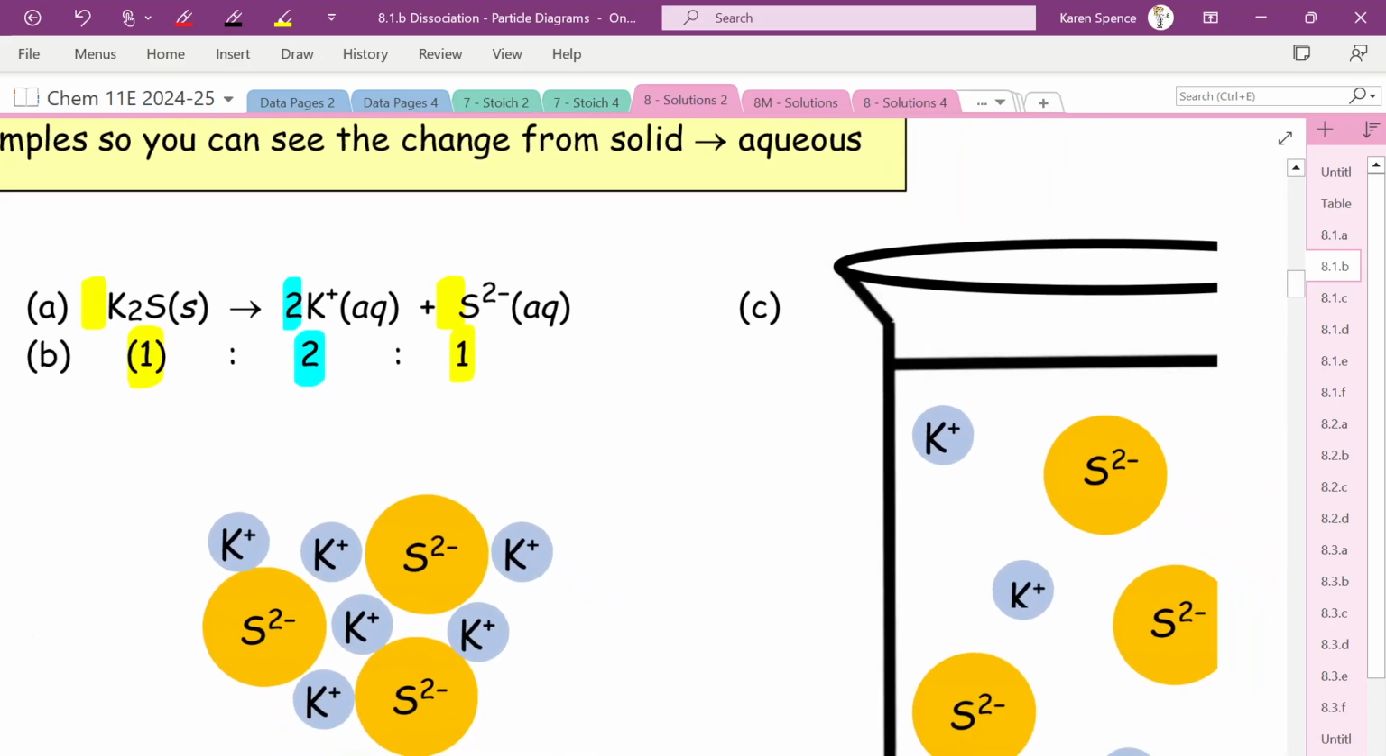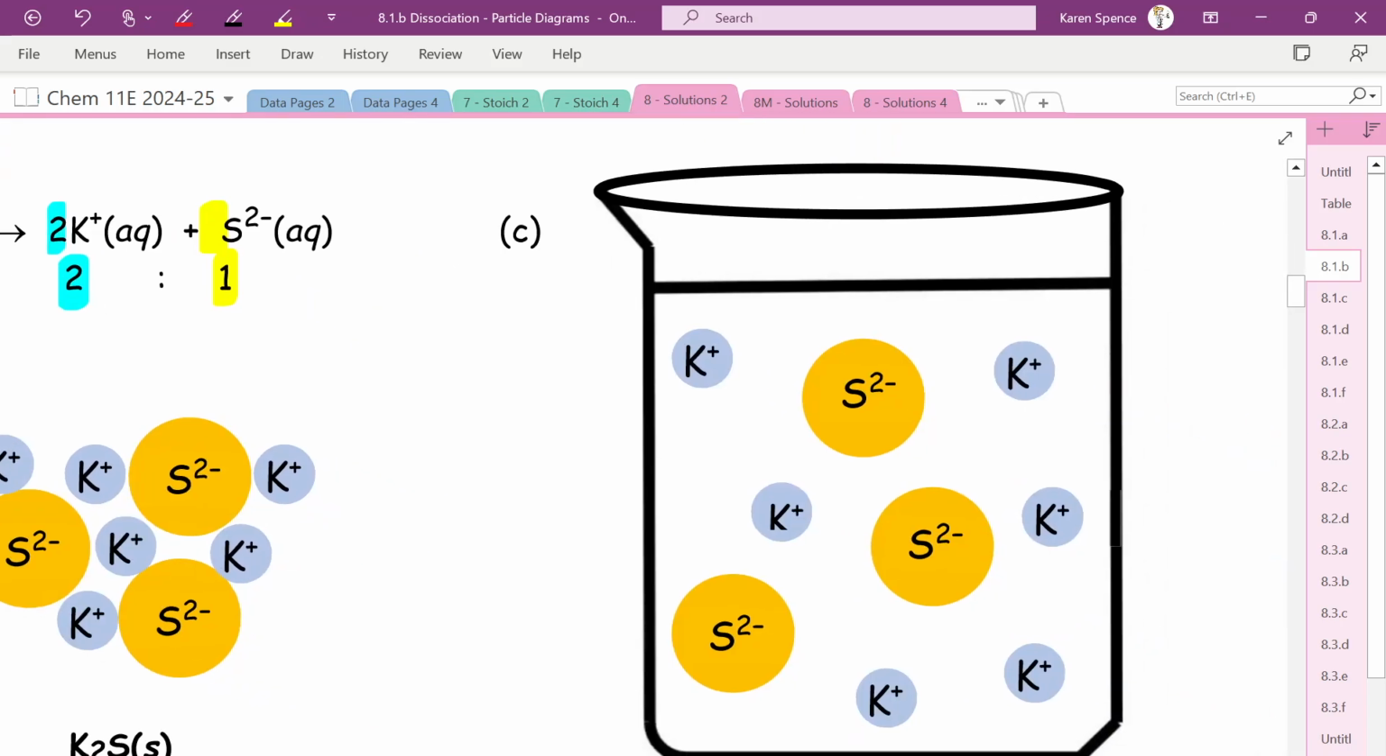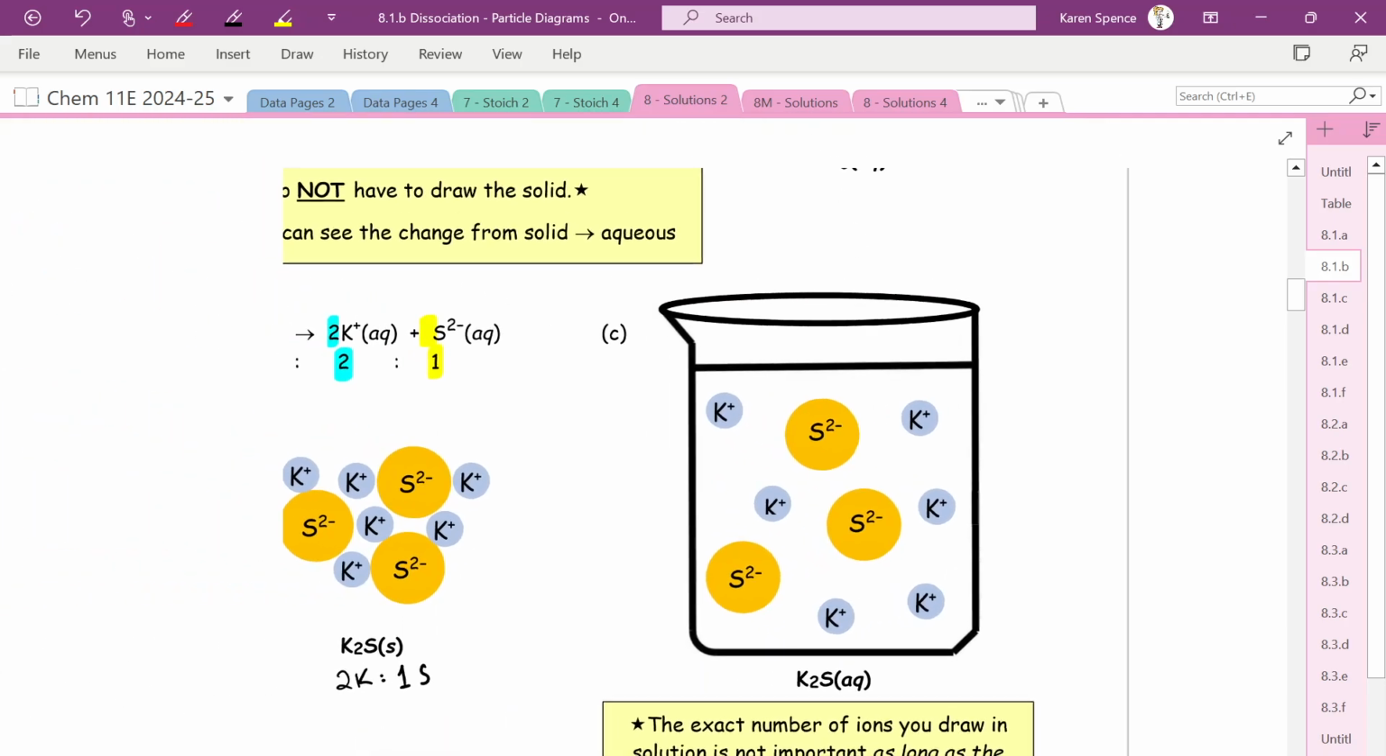And you can see it becomes hard to draw them in solid form. Yeah, so I'm not going to make you do that. But what you should do is, when you're drawing it in solution, make sure that if you have 3 S's, how many K's do you need? 6. If you drew 2 S's, you would need 4 K's. Okay, so whatever you draw, make sure you have the ratio correct. All right?